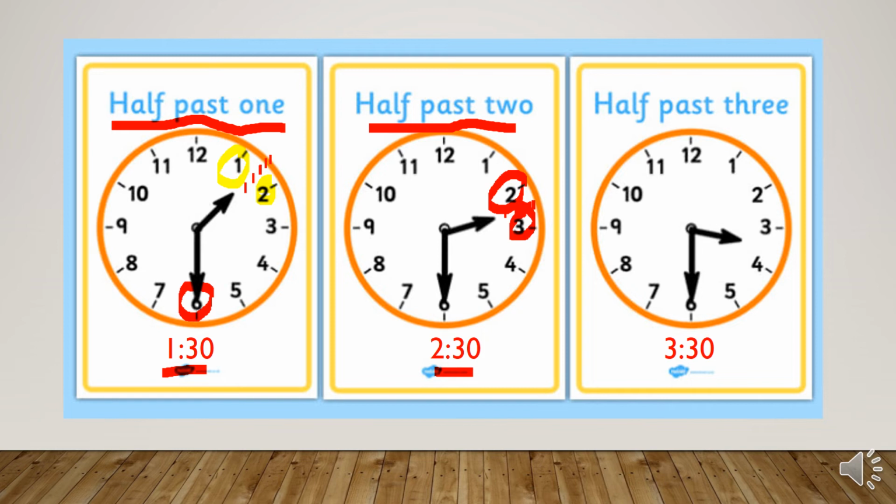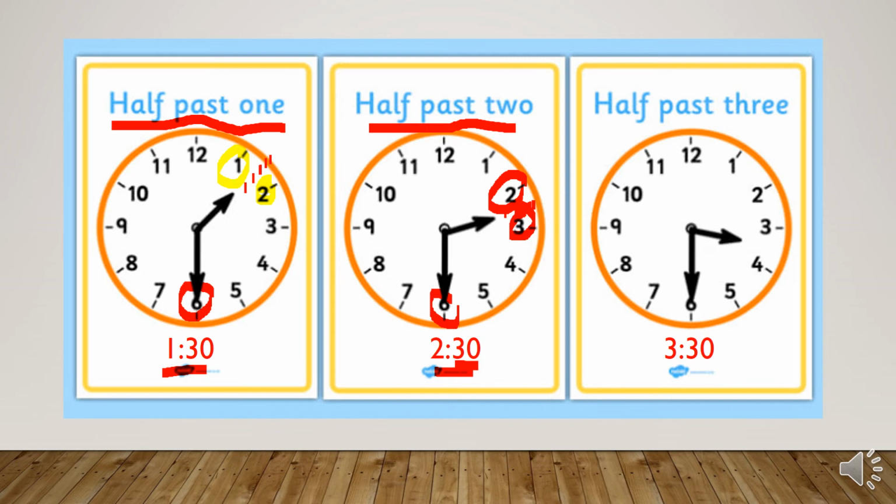Maybe someone will ask me, Miss, why did you write 30 here instead of 6? I will tell you, because you remember in the previous slide we said I will represent the half hour by 30 minutes, because half an hour equals 30 minutes. So if the minute hand is pointing to 12, I will write 00. But if it is pointing to number 6, I will replace it by 30 minutes.